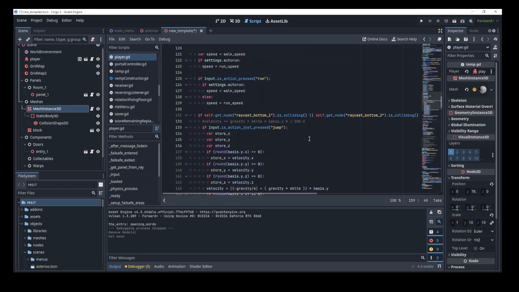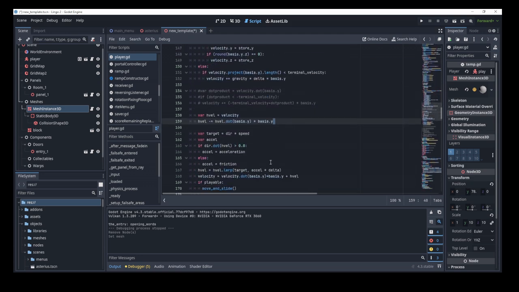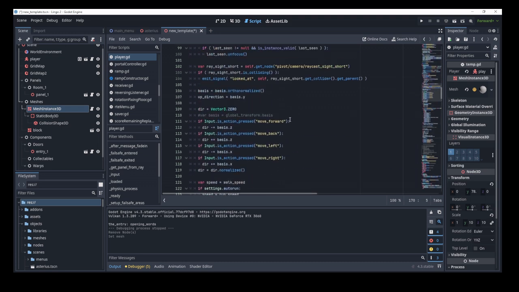I also defined the up direction for the player, which is a Godot variable that works with the move and slide function here. That tells Godot, hey, this is where you should be. Here we go. Up direction is equal to basis.y. That essentially tells the Godot what to expect as being like a wall that's too steep or whatever. It's compared against the basis.y.